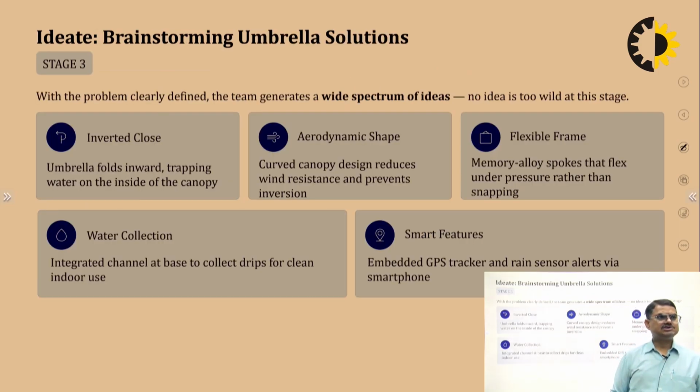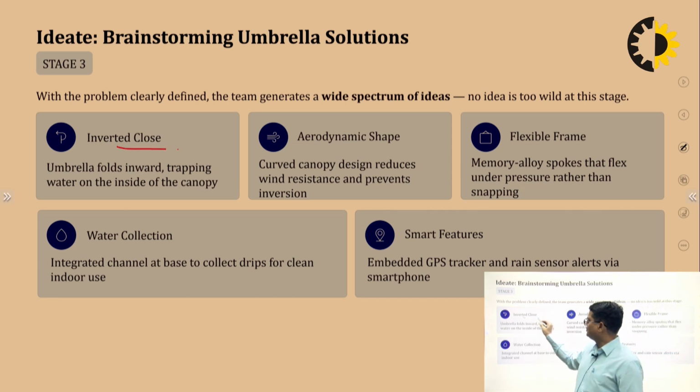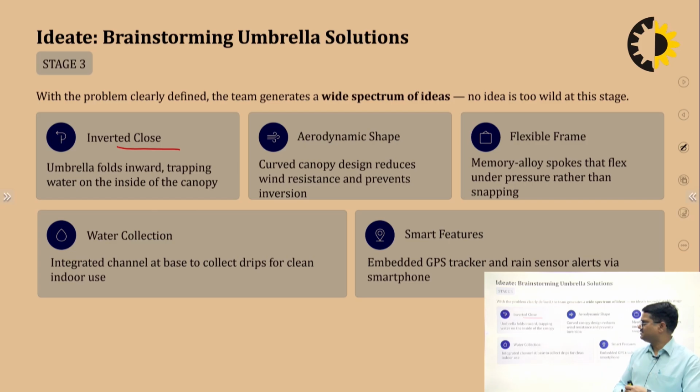And stage number 3 is the ideate. Now we start thinking about the solution. With the problem clearly defined, the team generates a wide spectrum of ideas. That is the speculation of the session. And the first thing was inverted closing. The umbrella folds inward, trapping water inside the canopy, right? And the second idea was the aerodynamic shape. A curved canopy design reduces the wind resistance and prevents the inversion.